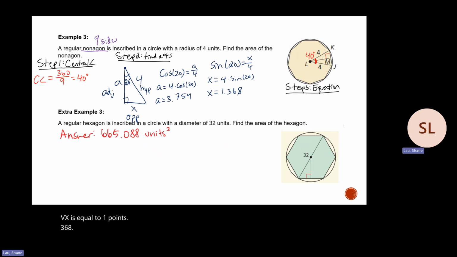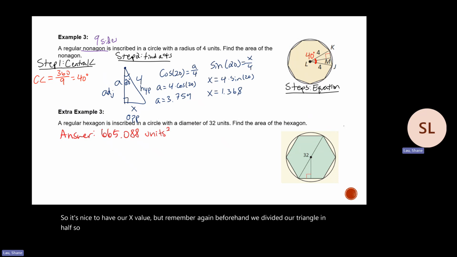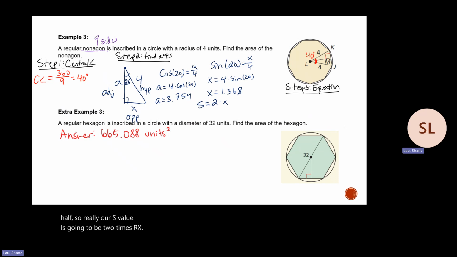So it's nice to have our X value, but remember, beforehand, we divided our triangle in half. So really, our S value is going to be 2 times our X. And so whenever we do that, we get S equals 2.736.